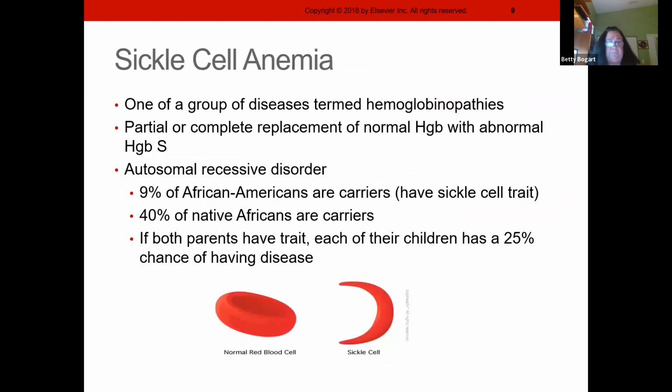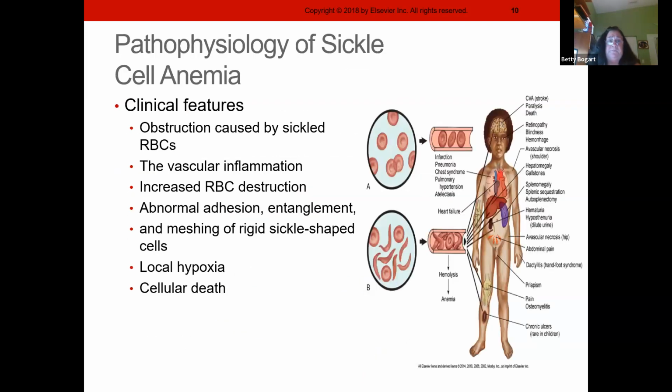So sickle cell anemia, this is those sickle cells. As I said, if both of the parents have a trait, it's going to be 25% of chance of having the disease. As I said, it's African Americans or Native Americans who are the carriers. If you have a trait, you don't have a disease. You only can pass it on to your child.